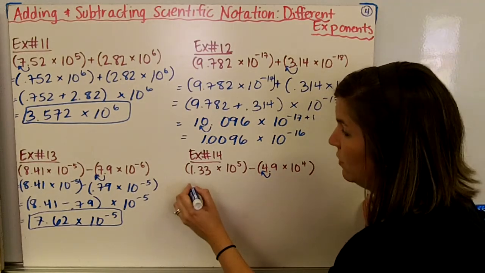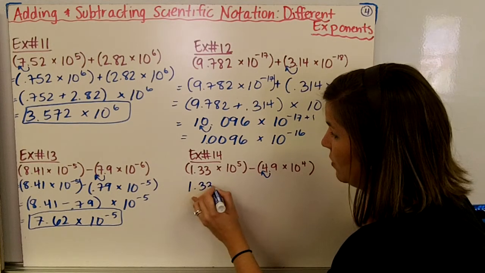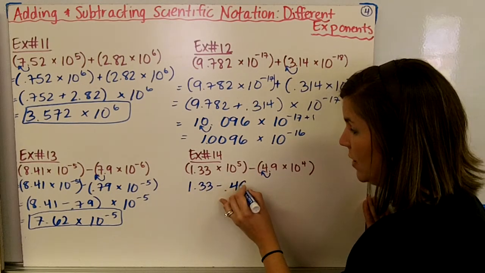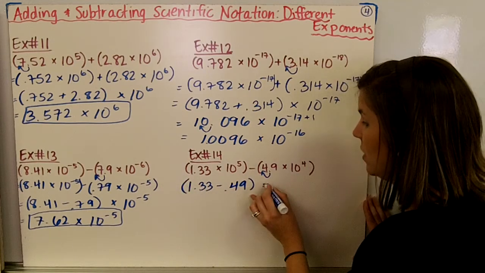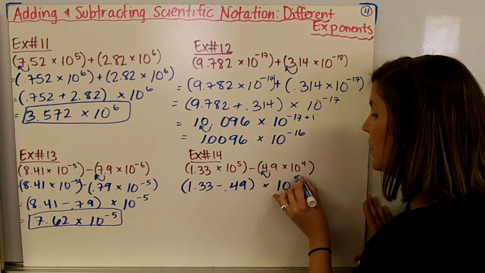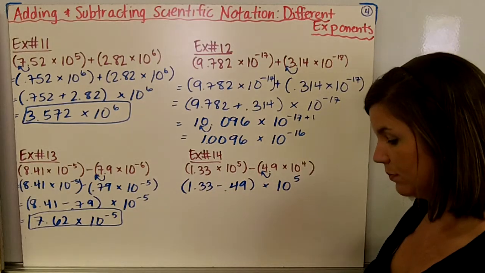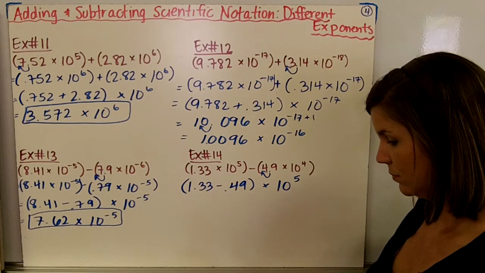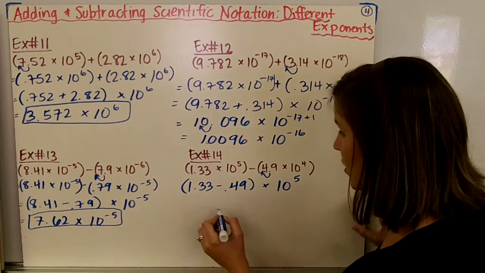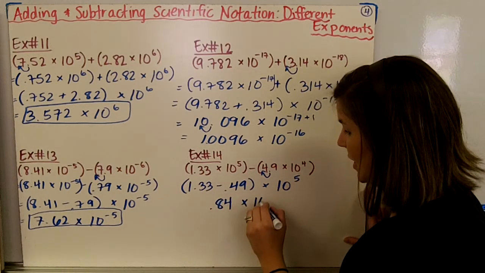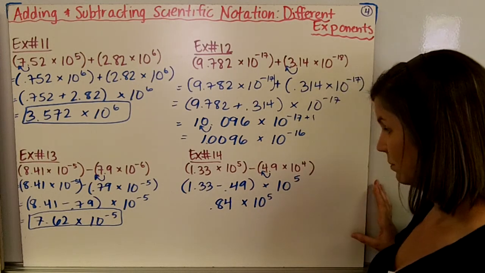So I have 1.33 minus 0.49 times 10 to the 5th power. Remember, we keep the larger exponent. Subtract these, and you should get 0.84 times 10 to the 5th power.